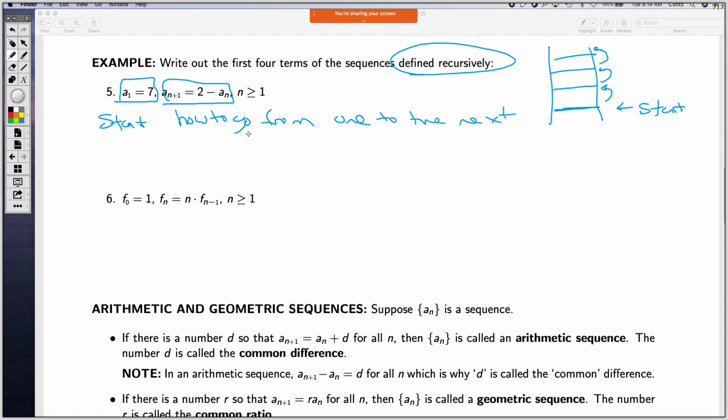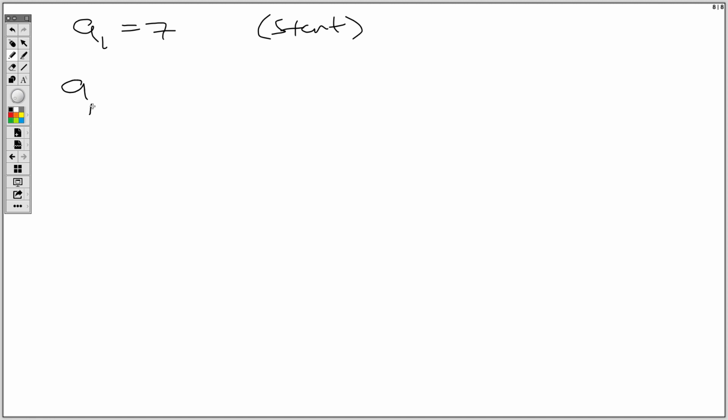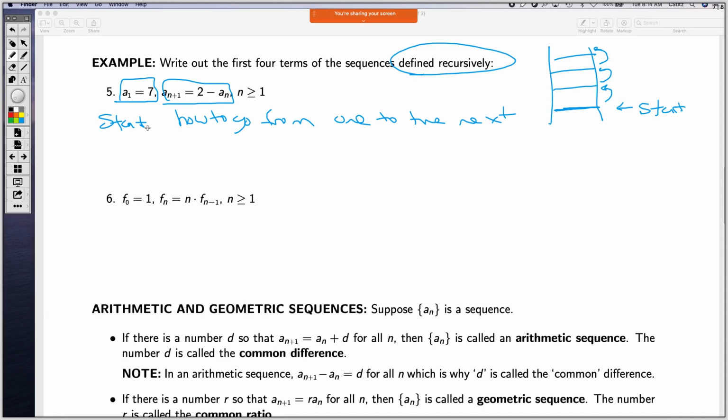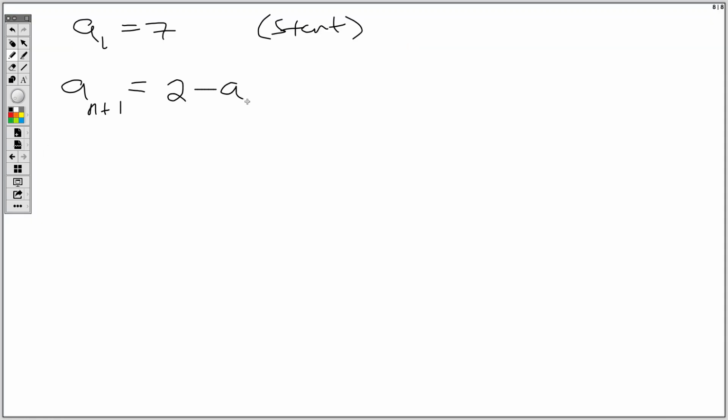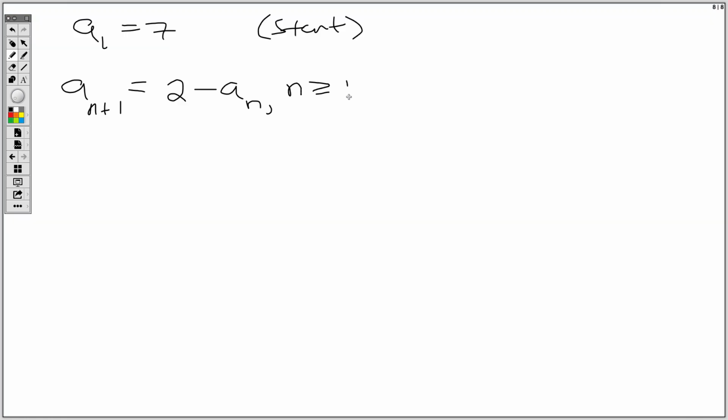All right. So we're going to work through this example on a blank slide here. So a_1 is 7. It tells us a_1 is 7. So this is where we're going to start. And then how do we go from one to the next? a sub n plus 1. So notice this is down here in the subscript, a sub n plus 1. So how do I get to the next one? It says you take 2 minus a sub n. And then this formula is good for n bigger than or equal to 1. So this is called the recursive formula, or the recursion equation. It tells you how to go from one to the next.